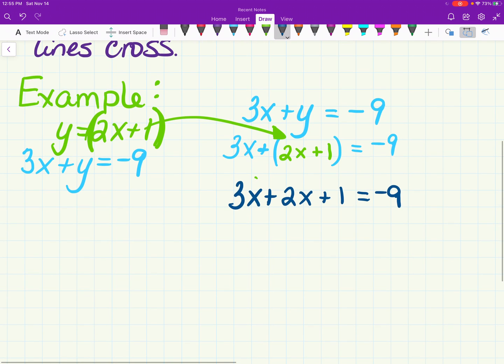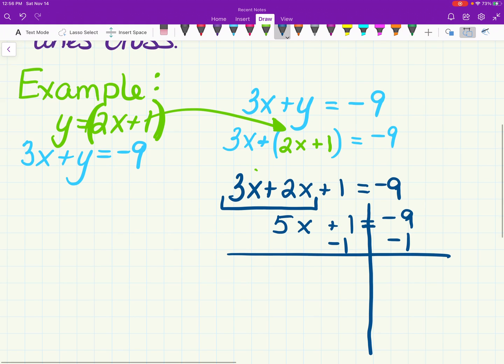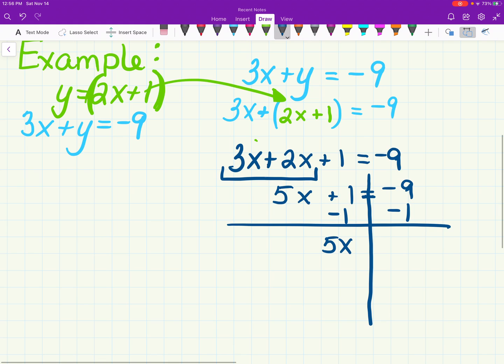And now we're going to solve. We're not ready to switch sides of the equation, so we're not changing signs. 3x plus 2x, they can go together. If we're not changing sides, we don't change signs. So this will be 5x plus 1. Now we're getting ready to move it from one side to the other. Remember, that's the only time we change signs, when we move from one side to the other. So I'm going to subtract 1 from both sides. And I get 5x equals negative 10. Divide both sides by 5, and x equals negative 2.